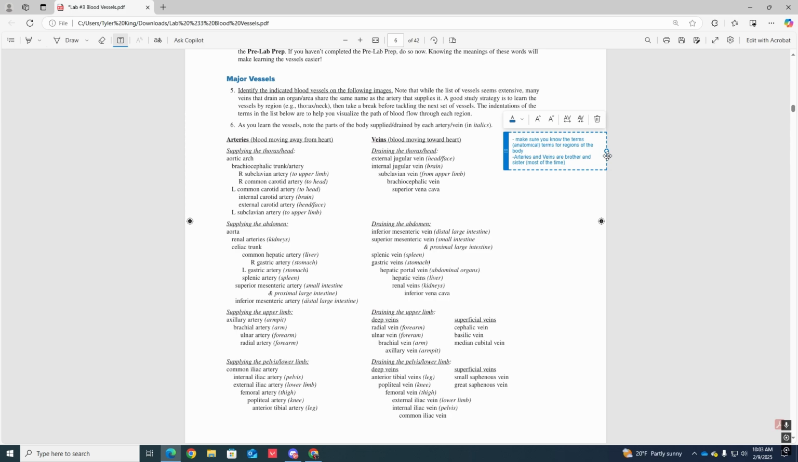Obviously, like with the last bullet point, there are a couple oddballs here that don't have a brother and sister. But if you understand that most of the time you'll have a brother and sister, and that there are just a couple oddballs, you should be able to memorize the oddballs. So understand arteries and veins are brother and sister. Most of the time you'll have two of them running next to each other, but you're going to have a couple of oddballs. So make sure we get that.